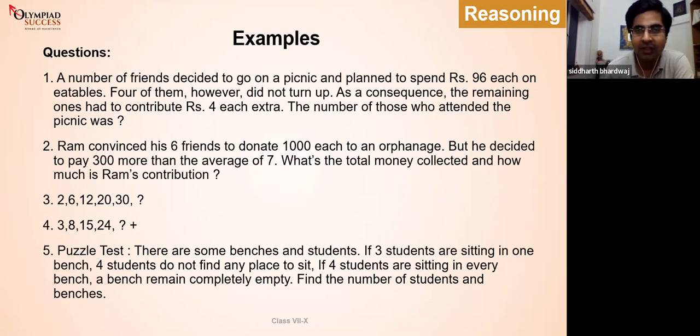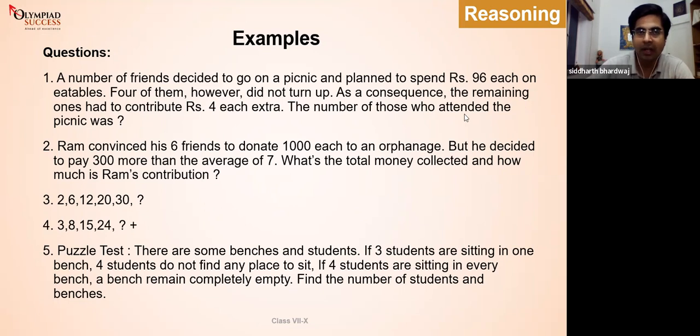A number of friends decided to go on a picnic and plan to spend rupees 96 each on eatables. So they wanted to go on a picnic and they wanted to spend some money. What is the amount? 96 rupees each they wanted to spend on eatables. Four of them, however, did not turn up. So four of them were absent on the day when they decided to go for the picnic.